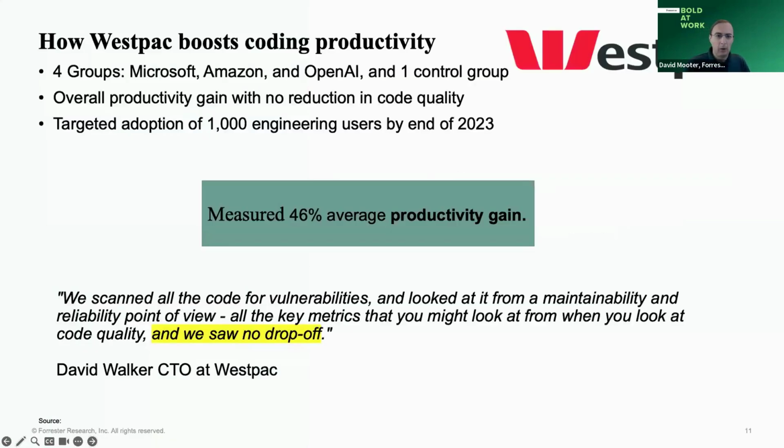One concrete example is a company, Westpac. They divided four different groups. Three of them were using three different Turing bots, and then the control group wasn't using a Turing bot. And they saw a 46% productivity gain. And I think a key point here is that they did not see a reduction in code quality. That can be a concern when you're using these AIs to generate things, whether it's generating tests or code. What is the quality like? Are we sacrificing quality for moving faster? And at least in this case, the answer to that was no, we are not sacrificing quality.